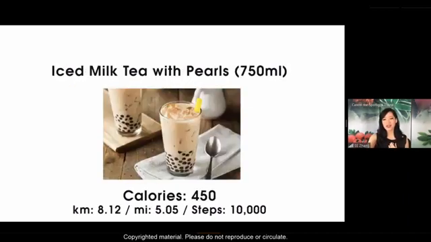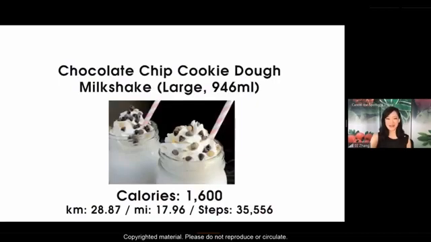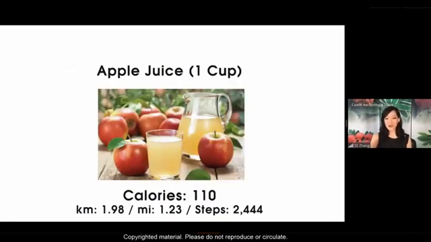Cheesecake, 1,330. Iced milk tea. How many people will have milk tea with every meal? It's 450 calories. So it's something that should be a treat. All right, it's not an accompaniment to every meal. Chocolate chip cookie dough milkshake, 1,600 calories. Now we're moving on to the so-called healthier options.